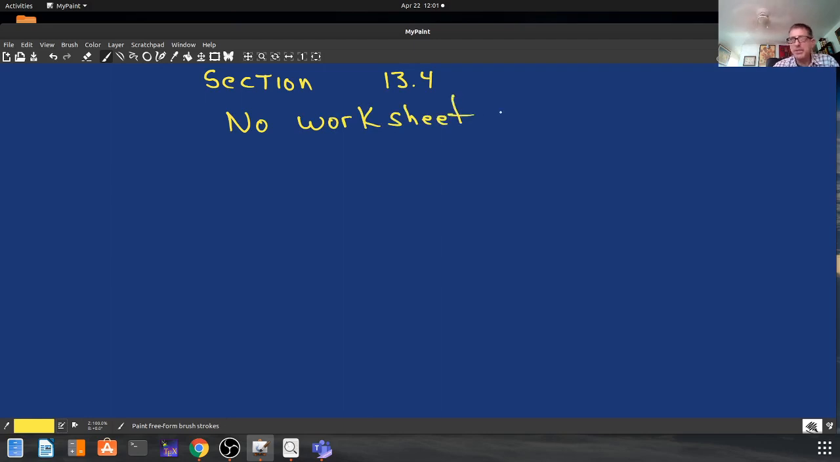Okay, this one we're going to start section 13.4. Here is the big deal, no worksheet. I'm not actually going to do worksheet problems. And the reason being is, let me give you some background here.